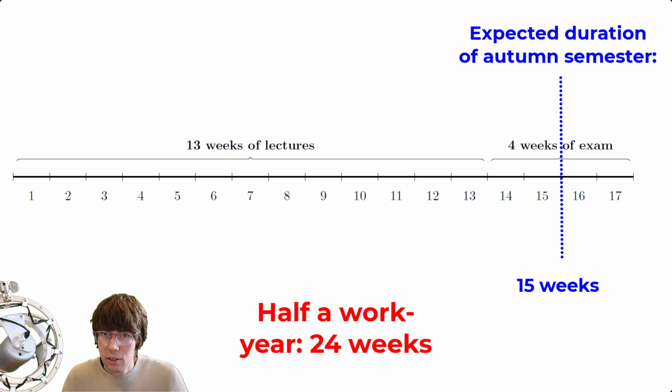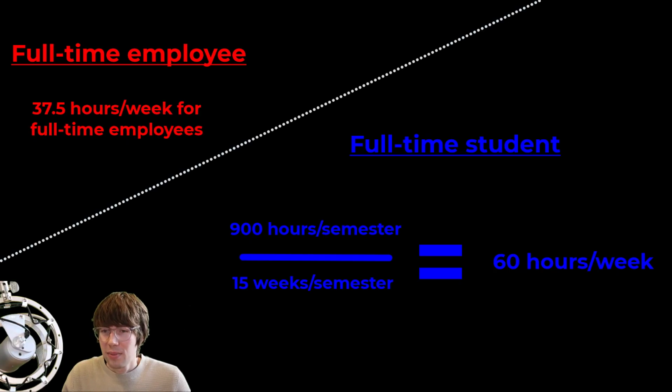So in the absence of any further information, we can expect the semester to last for half of that. So 13 weeks plus 4 weeks divided by 2, so 15 weeks. So expectation-wise, the autumn semester is actually only 15 weeks. So as we established, according to Norwegian legislation, the workload per week for a full-time employee is 37.5 hours.